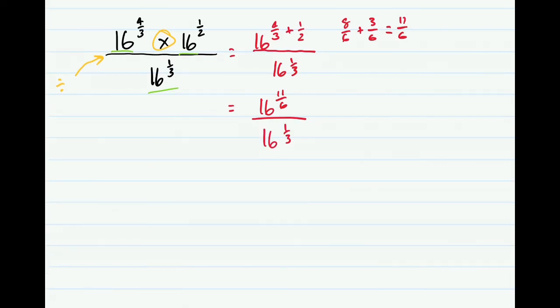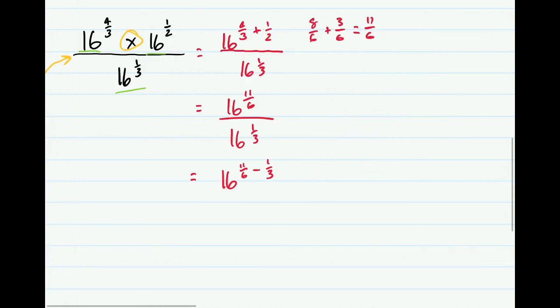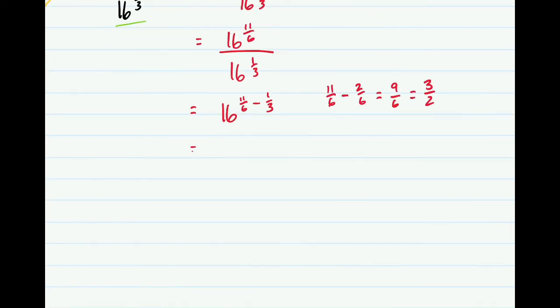The same rules apply here. It's a division sign, so we will subtract our exponents. So we have 16 to the power of 11 over 6 minus 1 over 3. 11 over 6 minus 2 over 6 is equal to 9 over 6, which if we reduce this down gives us 3 over 2. So we end up with 16 raised to the power of 3 over 2.